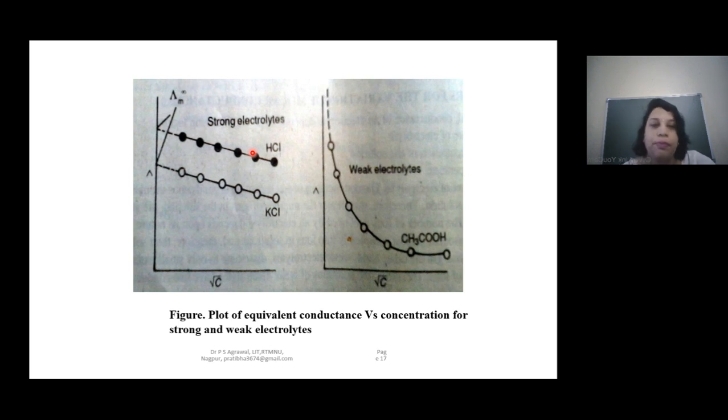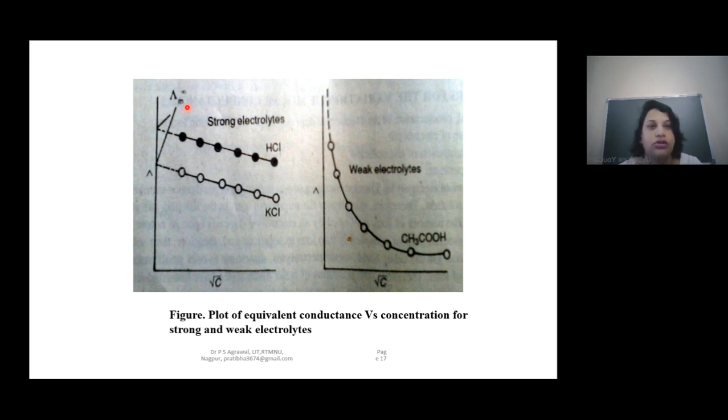Strong electrolytes are completely dissociated in solution, and hence decrease in concentration, or increase in dilution, increases the mobility. So with dilution, equivalent conductance increases in a regular straight line. At infinite dilution, their value can be extrapolated and we can find the intercept at infinite dilution. So KCl, a strong electrolyte, can have a limiting value at zero concentration.